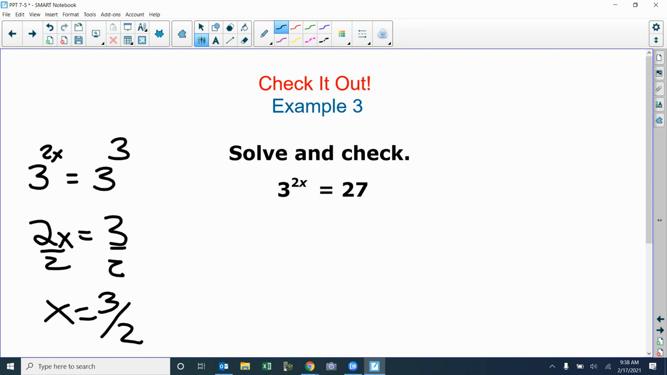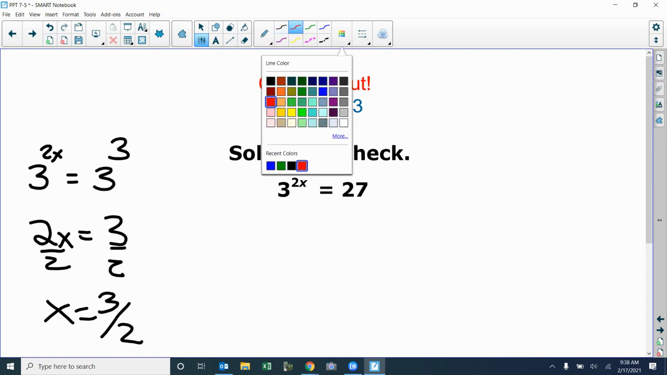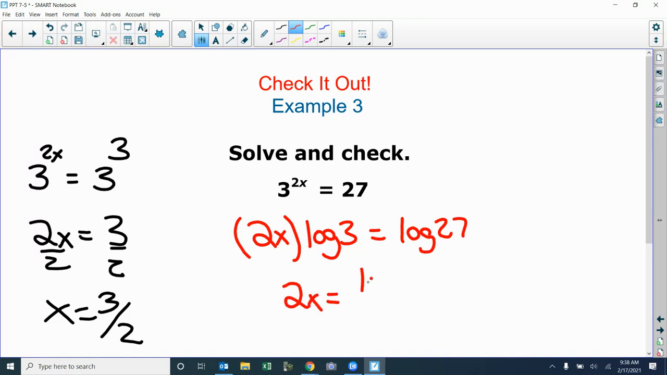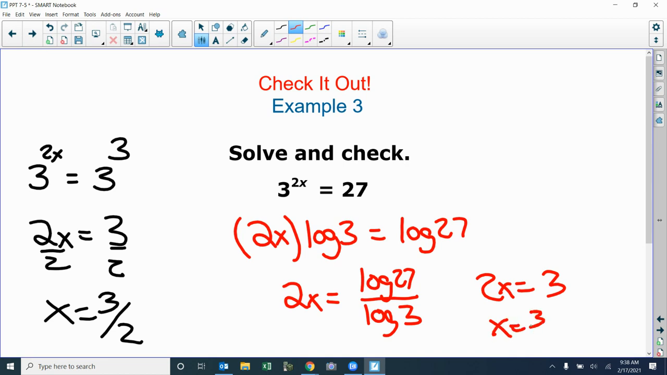Can we do log of both sides? Certainly. I'll skip the first step. I'm going to have 2x log of 3 equals log of 27. I'm going to have 2x equals log 27 divided by log of 3. You'll grab your calculator and put that in. And then you're going to end up with 2x equals 3. And of course, x is 3 over 2.